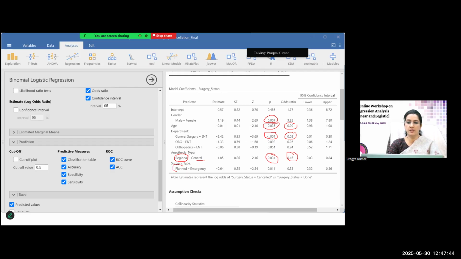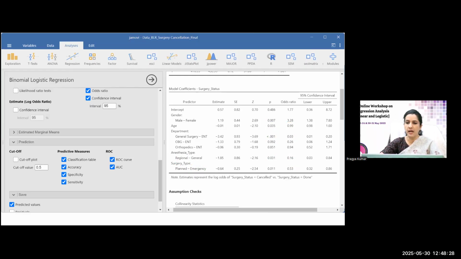Similarly, you will explain the surgery type also, like planned and emergency surgery. So if it is 0.53, what I'll say, there is 0.53 odds of surgery cancellation in planned as compared to emergency. 0.53 means it is less than 1. Or you can say 47% reduction, or 47% less odds of cancellation of surgery in planned surgery as compared to emergency surgery. So it depends whether you want to say it as a percentage or as odds.